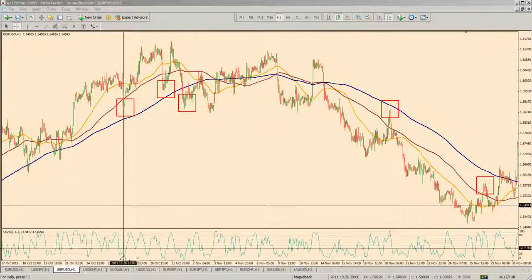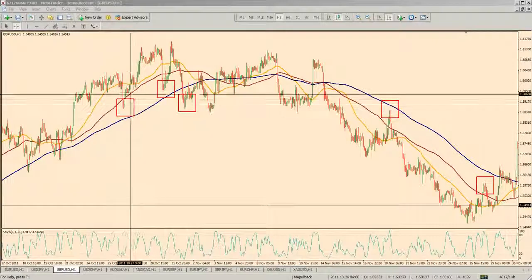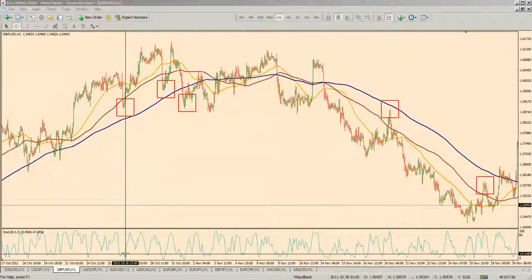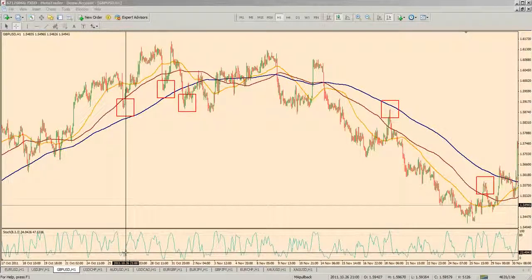Okay, so this is what we call the TPB. First we have trend, then we got pullback. In this case, it's a deep pullback. Then we got the breakout, and this is the breakout I'm talking about right here. Okay, so this breakout above oversold.